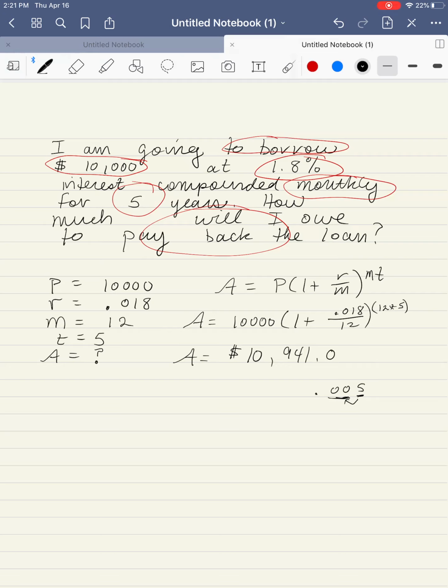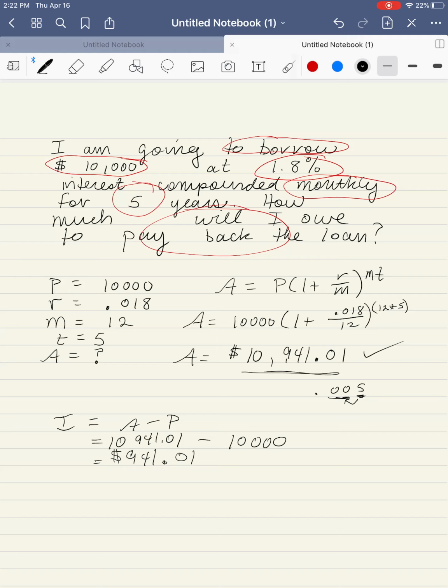0.005, and I'm rounding to the hundredths place, and this is 5 or more, so that moves over 1 and gives me 0.01. I'm rounding up because the third decimal place is 5 or more. So my answer is $10,941.01. And if I wanted to find out how much interest I owed, then I would take my A, the amount that I owed, and subtract the amount I borrowed, and I would see that I paid interest of $941.01.